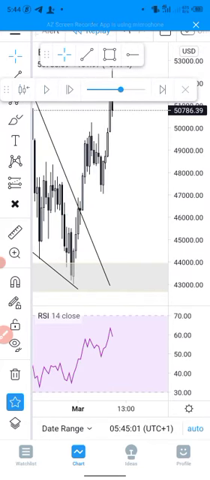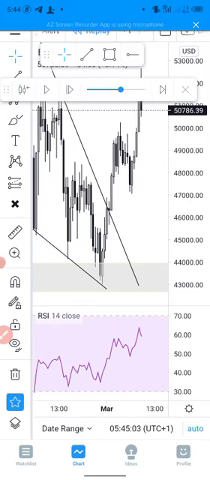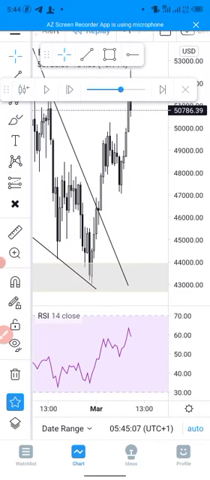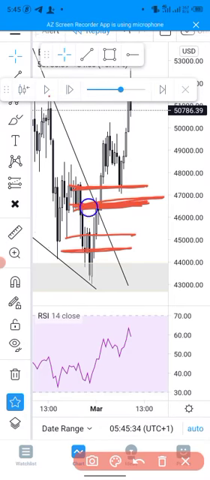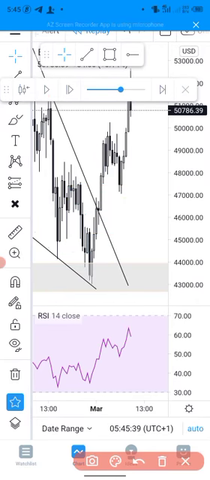This would have been my entry. This was another entry for me. Small stop loss. For those that know imbalance, this is an imbalance. So this is the entry for me. This would have been my point of interest, and I see a rejection here. This would have been an entry for me, and I would have entered with a small stop loss because I'm always focusing on my risk to reward ratio. Okay, let's continue.